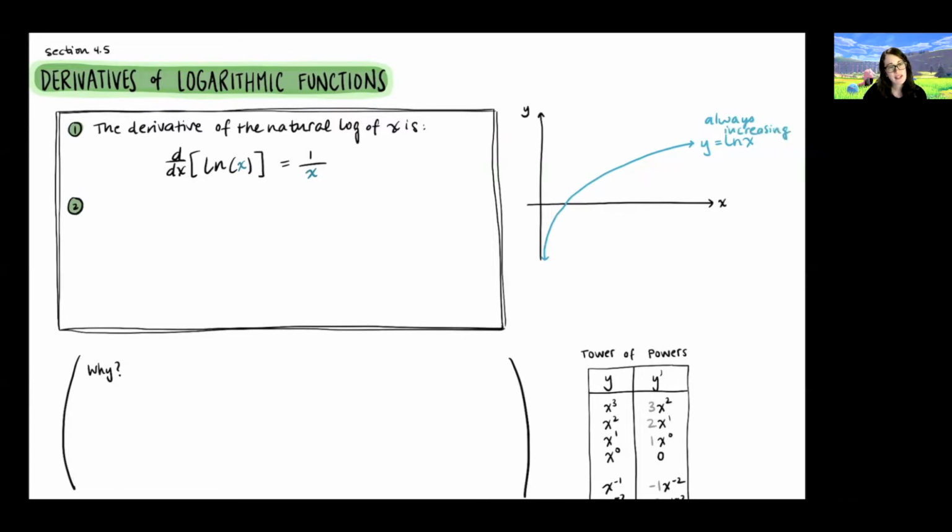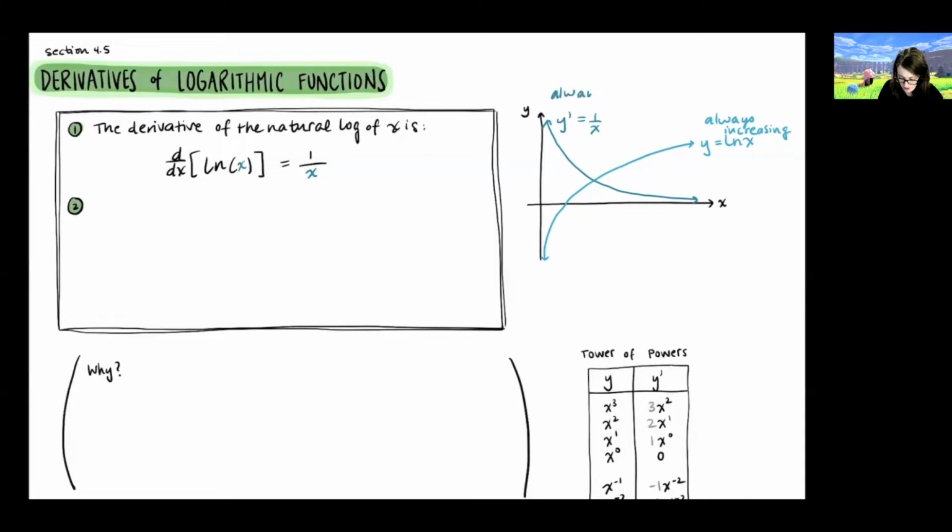If you graph the derivative, 1 over x, it does have two parts to it. It goes down like this, and then it goes down like that. That's got a vertical asymptote at x equals 0. But since the natural log function only has domain positive x values, we basically only need this part of that graph for 1 over x. And we can see that the graph of this function for positive x values is always positive.